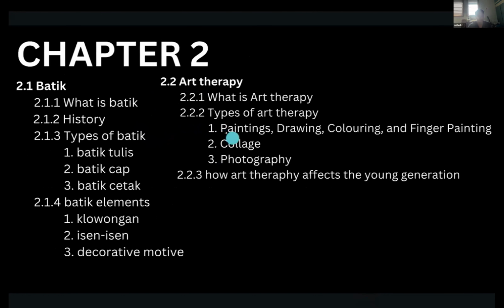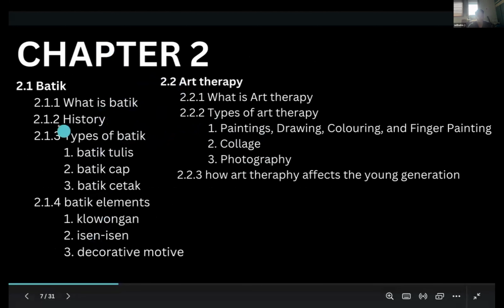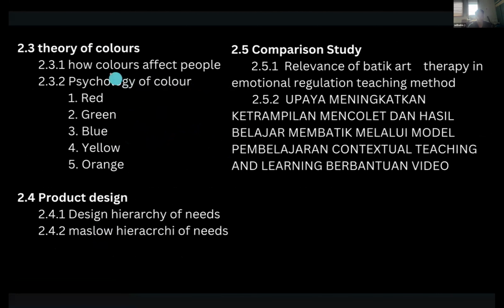This is chapter 2. It mainly speaks about batik and art therapy, and also the theory of color and design. For the comparison study, I decided not to use this, so I might change it.